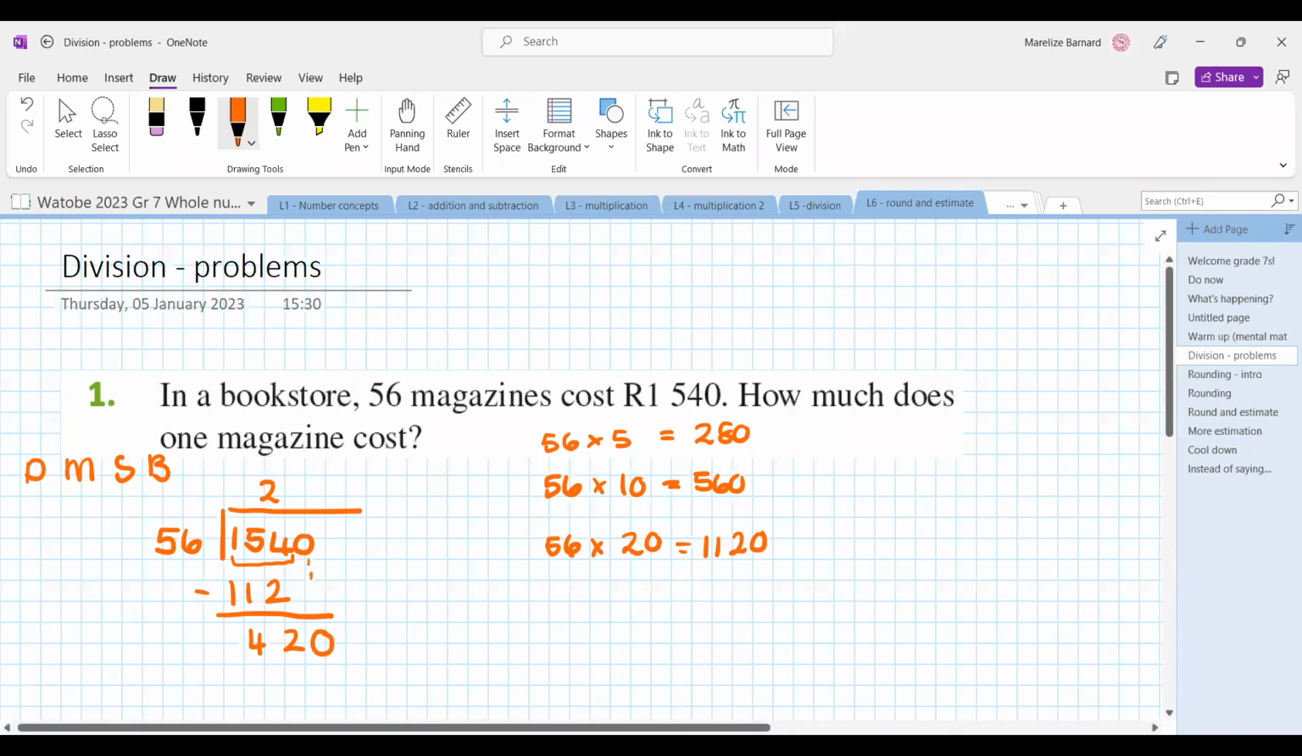And our last thing to do is to bring down. So we bring the 0 down. Now we have to say 56 goes into 420 how many times? Already you wrote some clues for yourself here by saying 5 groups of 56 is going to be 280, and 10 groups of 56 is going to be 560. So someone's saying I'm wrong. That's 7 times. So 56 goes into 420 7 times.